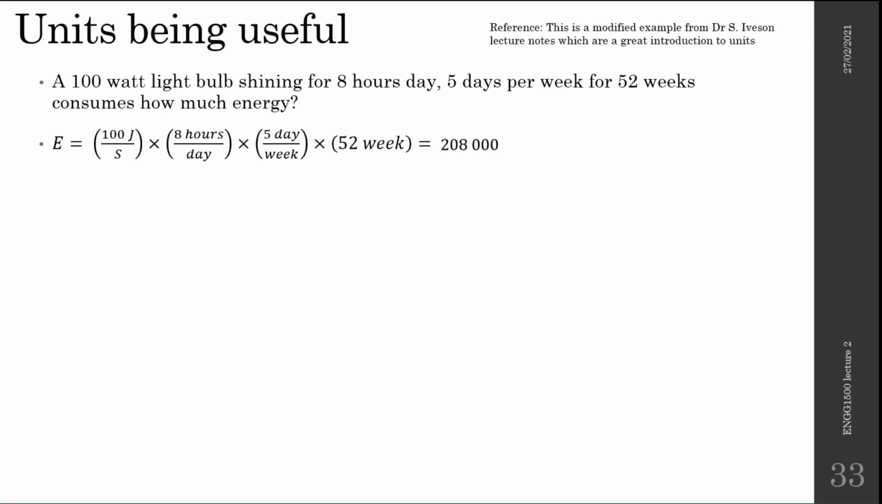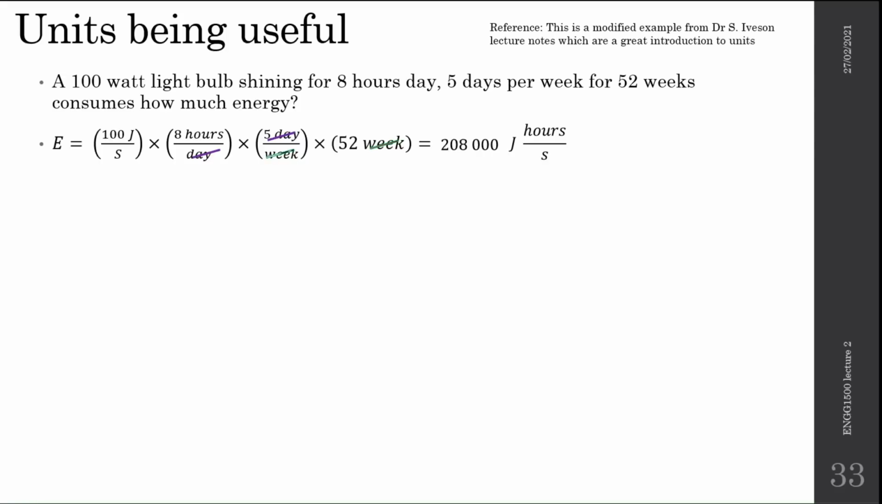208,000. I would expect this to be a big number. That's a pretty big number. That seems reasonable. It's wrong, but it seems reasonable. If we look through and we cancel our units out, weeks cancel with weeks, days cancel with days, but hours don't cancel with seconds. Our units are actually joule hour seconds.